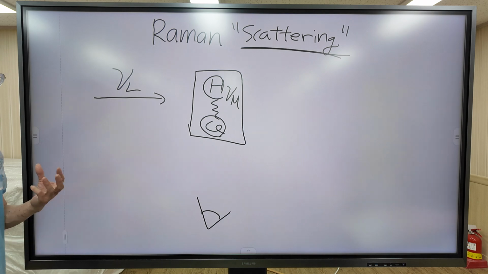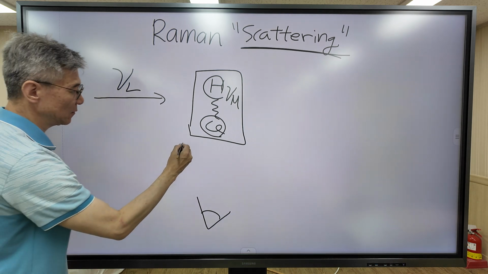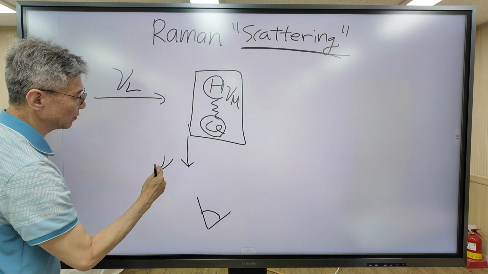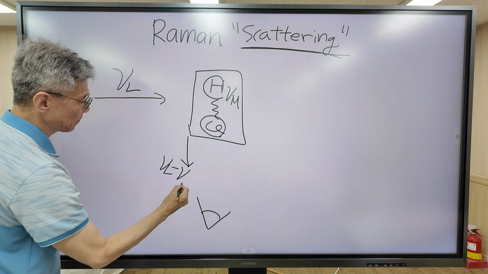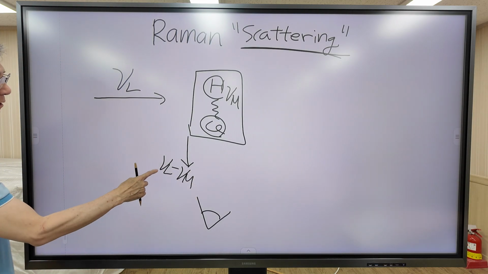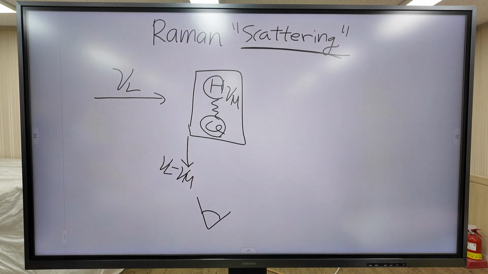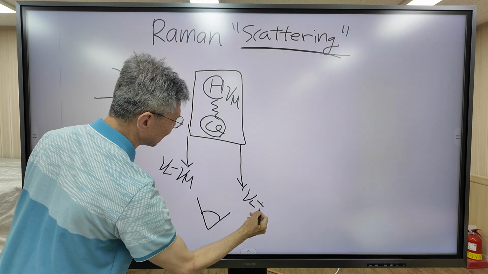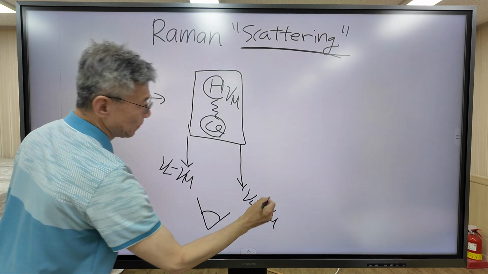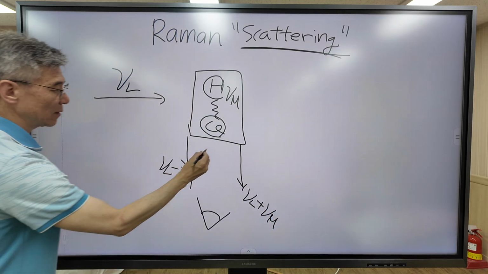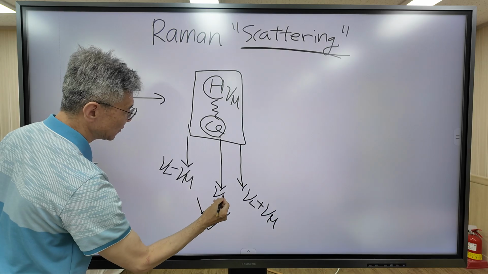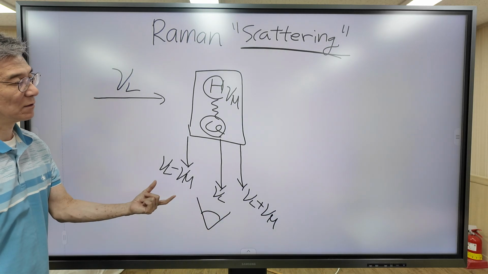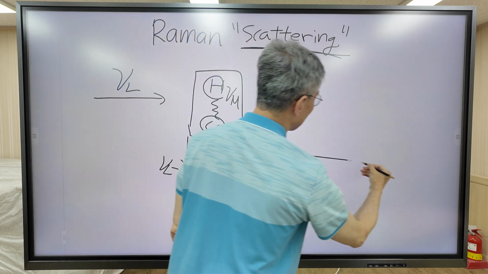We measure three components of the light. The first one is shifted to low frequency, which is different from the incident light. And some light is shifted to higher frequency. And there are components which do not change. So we measure the spectrum of the scattered light. The spectrum looks like this.